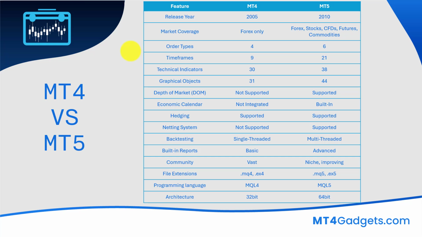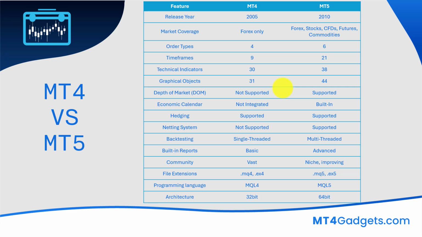Not a huge difference in terms of technical indicators. You've got 30 in MetaTrader 4 and 38 in MetaTrader 5. Not a huge difference in my opinion. Graphical objects are very similar as well. You can think about your trend lines, your trend channels, your graphical objects to highlight some areas of the chart, arrows, and different other objects for drawing in your chart. Not a huge difference in my opinion.